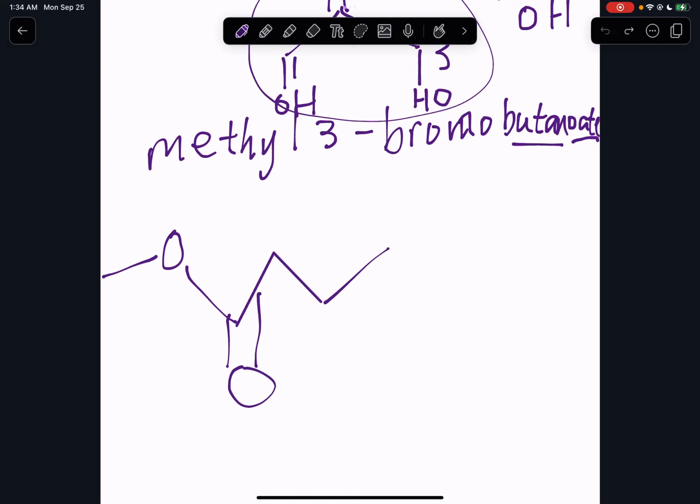Let me see. Oh, sorry. This is the 1, 2, and 3. I'm sorry, my bad, the other way: 1, 2, and 3. So 3 is bonded with the bromo, which we have as Br in this case. And don't forget, there's a methyl. Methyl is 1, so here's a 1. And that's the end of the second part.